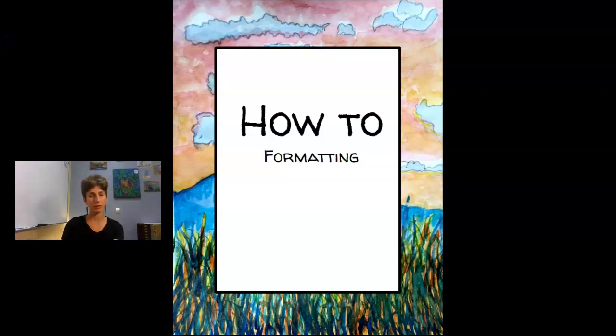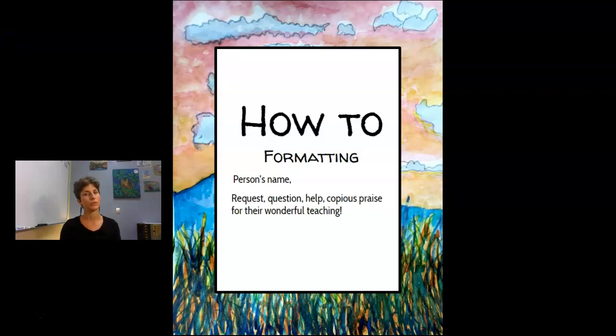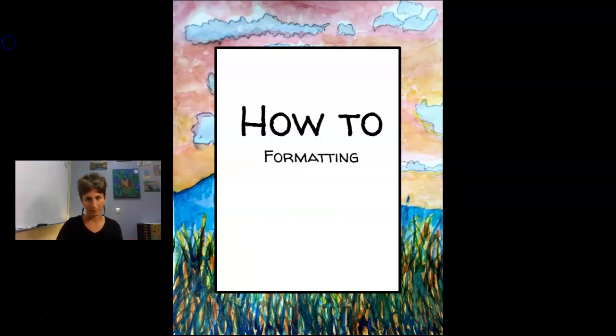Now, there are basically 3 components of an email that you need to start with. The first is the person's name to whom you're addressing the email. Then you will include the request or question that you have, and then you will sign off with something like sincerely or thanks or cheers, comma, and then your name. Let's look at a few examples.